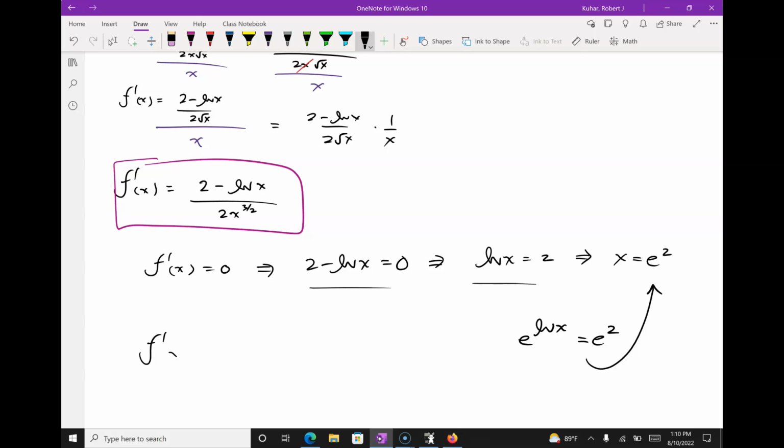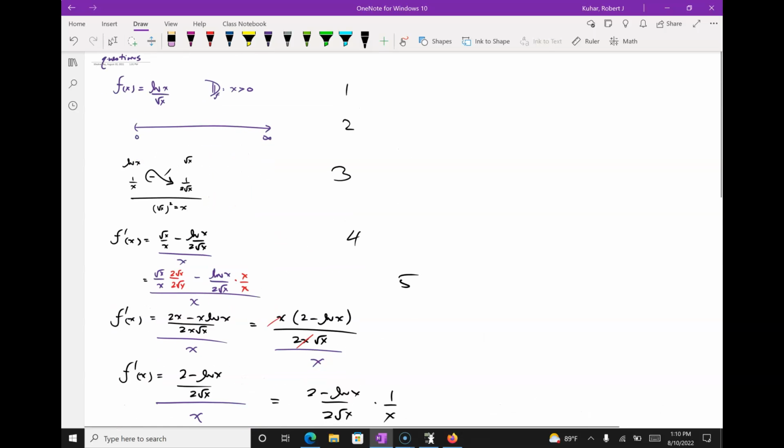I know f prime of x does not exist implies the downstairs equals 0. Of course, that just means x is 0. But that's already not in my domain, so I'm not too concerned about it. It's already on my first derivative test number line, but I don't have to check left of it. So all I care about is checking between 0 and e squared. You with me?